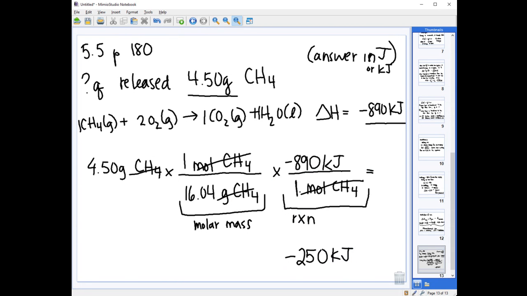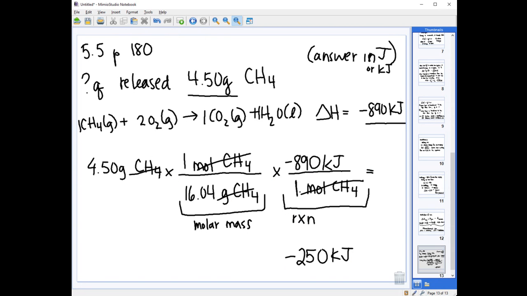So if I combust 4.50 grams of methane in this combustion reaction, then that's going to release 250 kilojoules of energy. Okay, remember it's negative because it's exothermic, so it's releasing that into its environment.